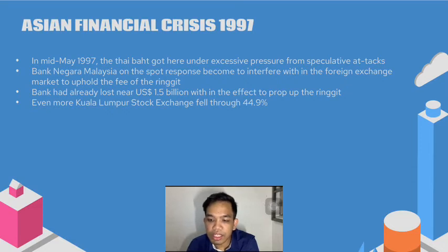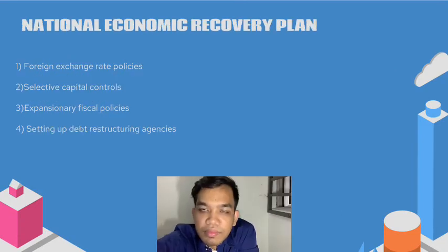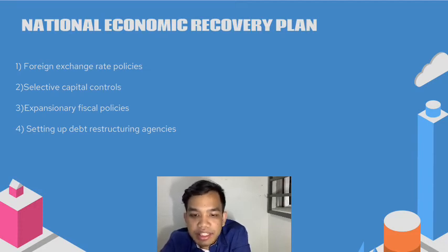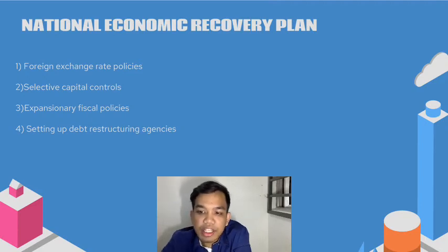Meanwhile, the growth in NPL in the banking and economic sector led to concerns in borrowing and financing, and a liquidity condition. The National Economic Recovery Plan has four measures. First, foreign exchange rate policy. Malaysia is a highly open economy, with external trade, exports and imports, constantly over 200% of its GDP.